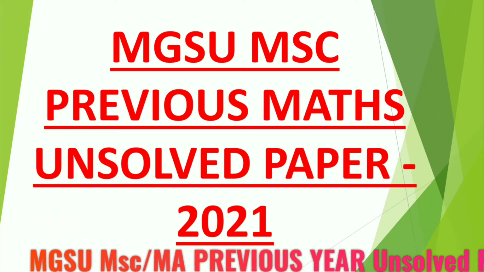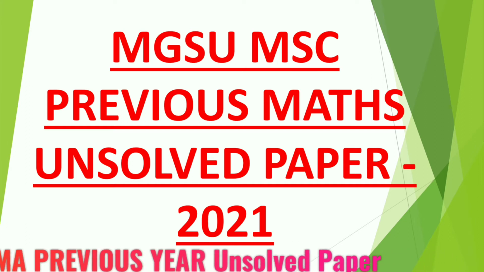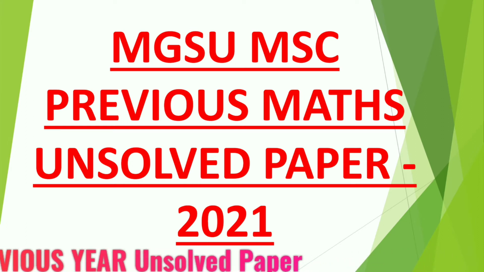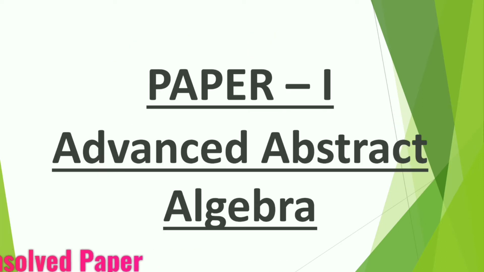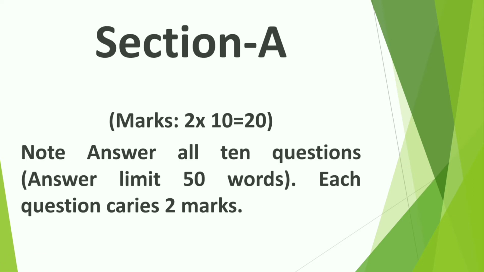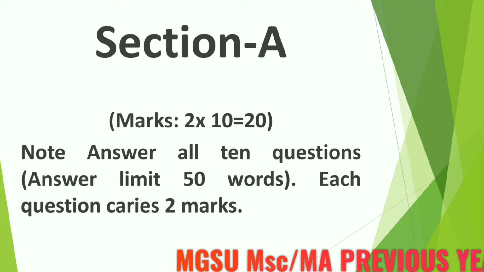Today we will discuss the MGSU MSc previous year maths unsolved paper first. The paper first is advanced abstract algebra. There will be a total of 3 sections. Section A, there will be 10 questions, all carrying 2 marks.